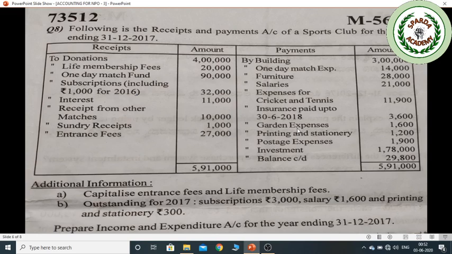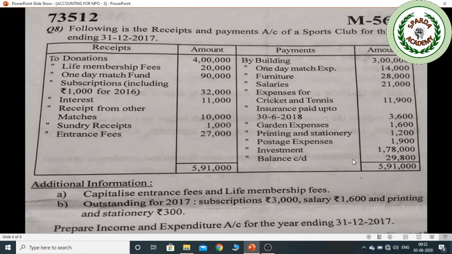Then garden expenses is regular. So the income and expenditure account will be recorded with this garden expenses. Then afterwards we have printing and stationery, postage. So these two are also regular. Then what comes to the investment, it is not a regular investment that we have done. Through the amount itself you can recognize it is a huge amount. It must be recorded in the balance sheet. We should ignore this.